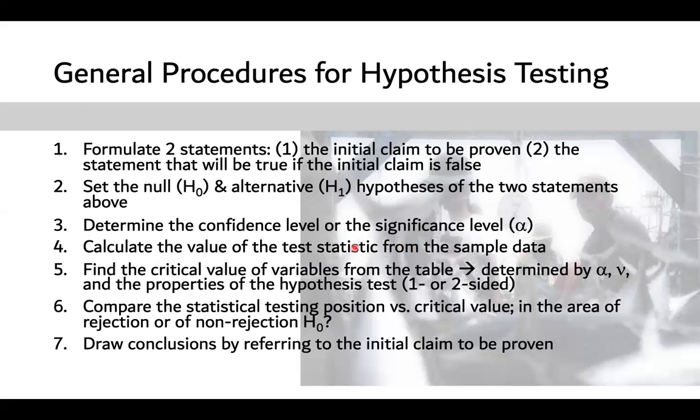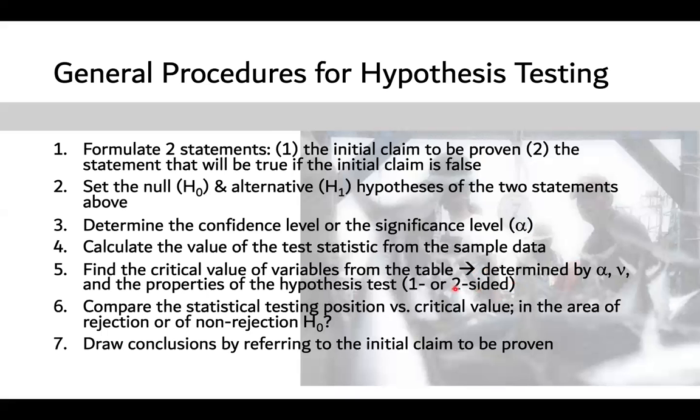And then we need to find the critical value from the table based on alpha, or the degrees of freedom if you're using tests like the t-test, and also the properties of the hypothesis test. And then we also need to check if it is a one-sided or two-sided calculation.